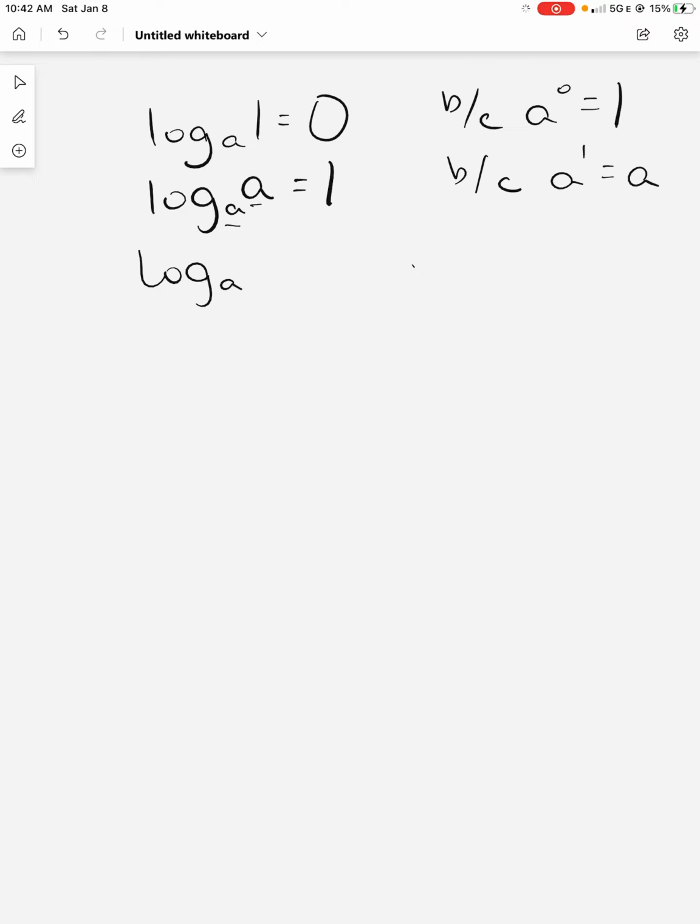Log base a of a to the x is just x, because here you have the logarithmic function and the exponential function. They are inverses. They cancel everything out, so you're just left with x. That is also because a to the log base a of x is x. They're opposites, so when you apply both of them, this is called the inverse property.